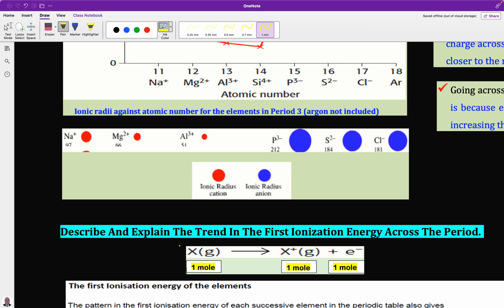So the first ionization energy is defined as the energy required to remove 1 mole of electrons from 1 mole of gaseous atoms to produce 1 mole of gaseous ions with a unipositive charge, or with a charge of +1.